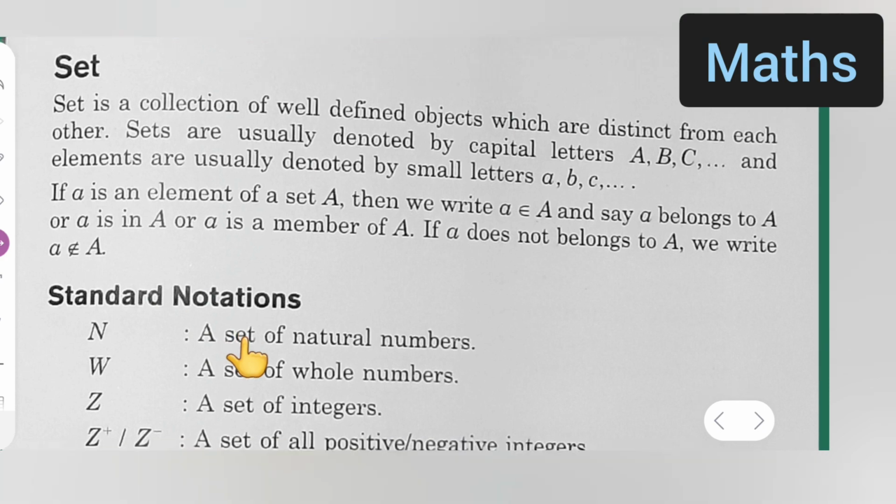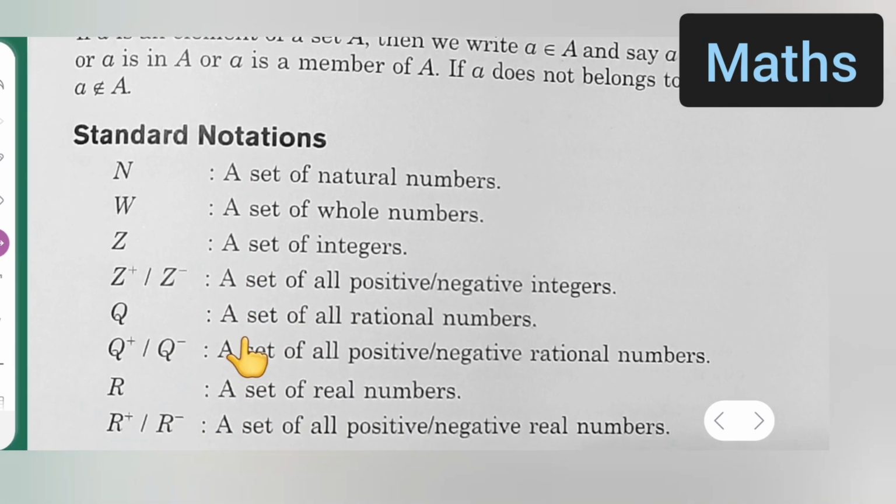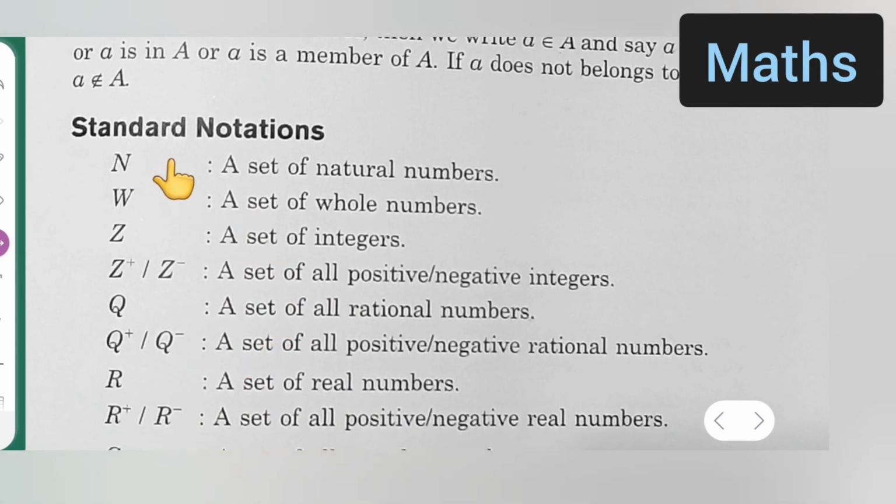Now standard notations in the sets. Okay, N a set of natural numbers, W a set of whole numbers, Z a set of integers, Z plus or Z minus a set of all positive or negative integers. This is positive integers. Set of negative integers is this one.